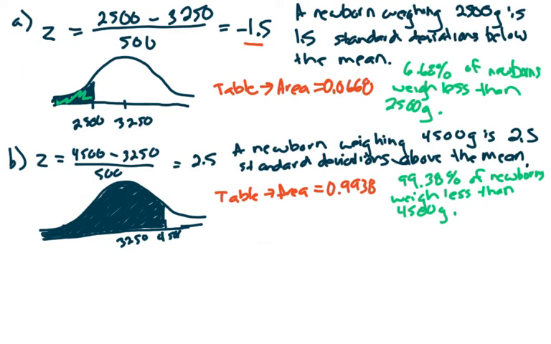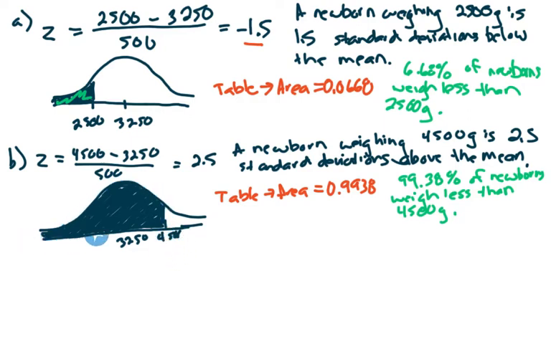So here we should get the z-score, which gives us 2.5. So 4,500 minus 3,250 divided by 500 equals 2.5. So this means a newborn weighing 4,500 grams is 2.5 standard deviations above the mean. So when I draw my normal curve, I've got my mean of 3,250 and 4,500 is above the mean.